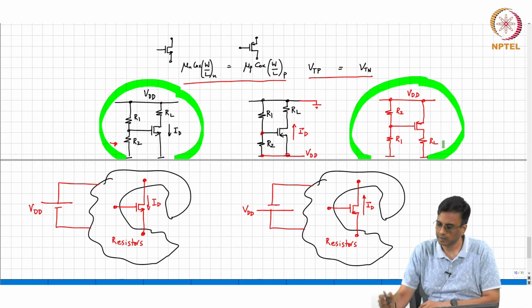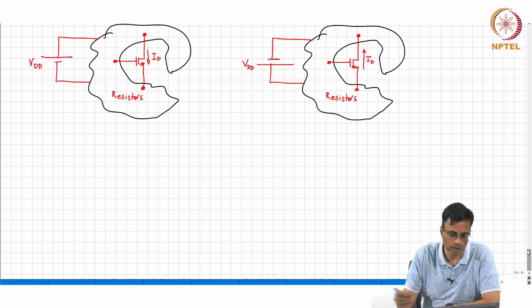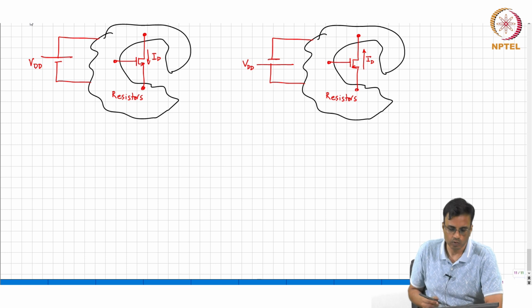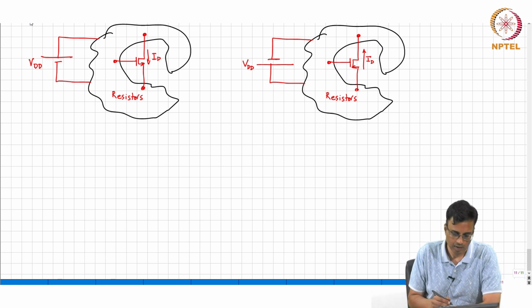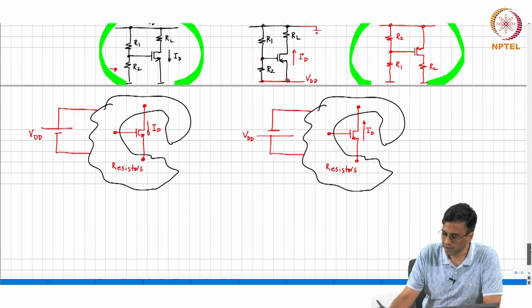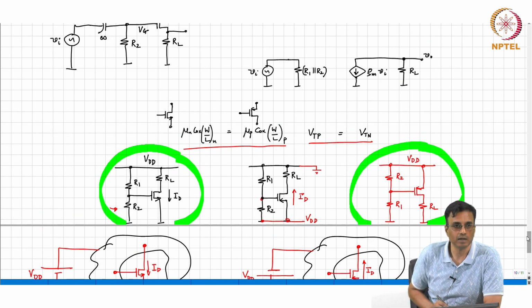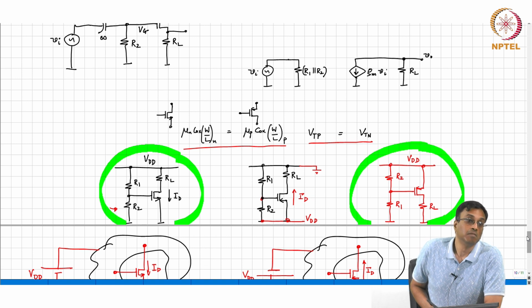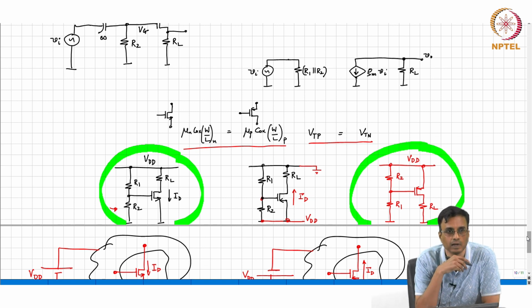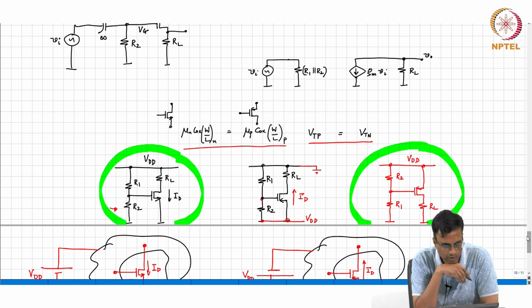Now let's run through the basic circuit. So what is the problem with this common source amplifier, the way we biased it? Pardon? Yes. VGS is fixed.